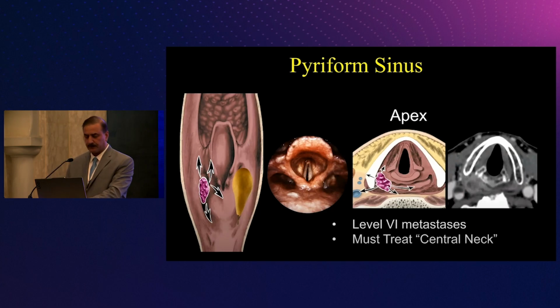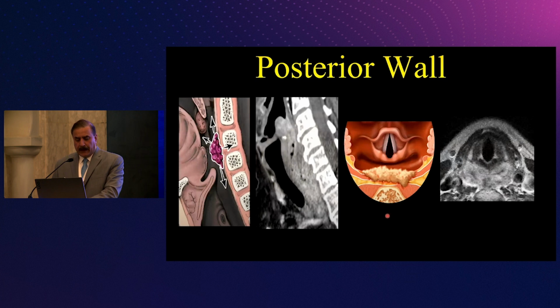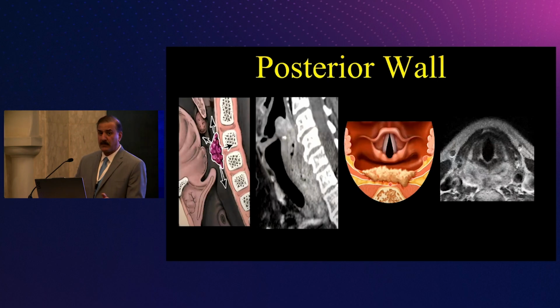Posterior pharyngeal wall: the cancers involving the posterior pharyngeal wall, most of the time they will cross the midline. The importance of that is, once you see the cancer crossing the midline, then when you are evaluating for lymph nodes, you have to evaluate both sides of the neck rather than just looking at one side.